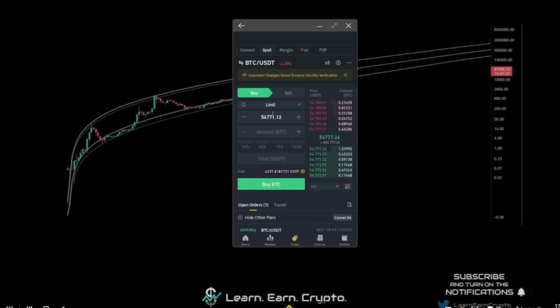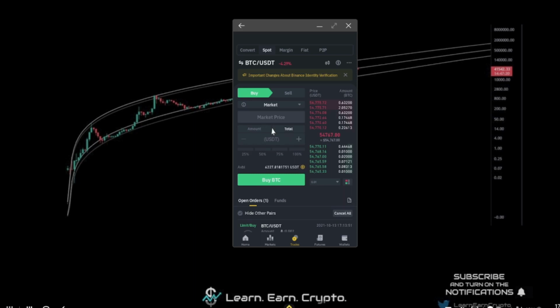Limit order is the default order type. If you want to place an order as soon as possible, you can change this to market order, and you can buy and sell at the current market price.